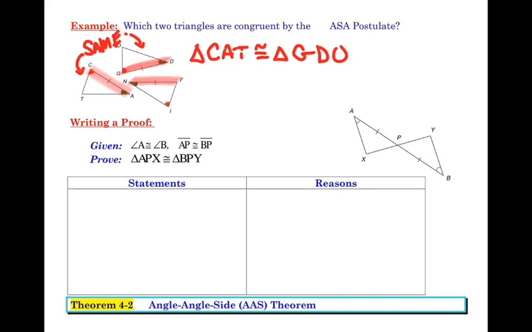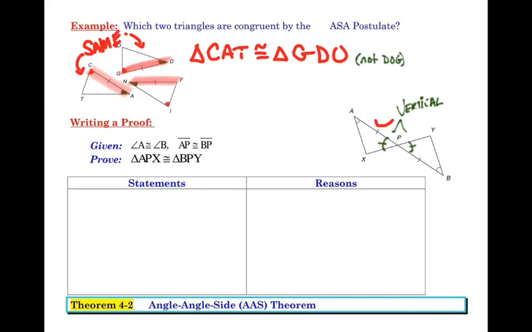So now we're going to dive into a full-blown proof here. We don't have any statements or reasons. We have to fill it in given this information. So again, we're going to mark up the diagram and then try to flesh out our proof after that. We've been given a couple of things, that A is congruent to B, and we also know that those angles are vertical, so they're going to be congruent. So we're getting pretty close. And I know that AP is congruent to BP.